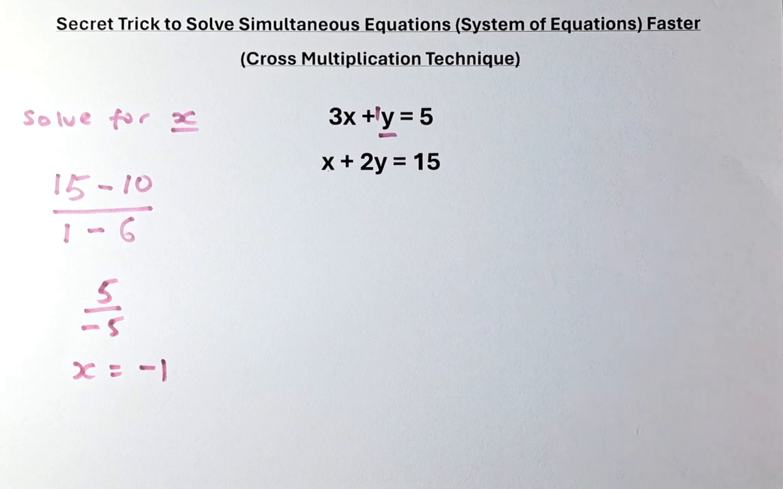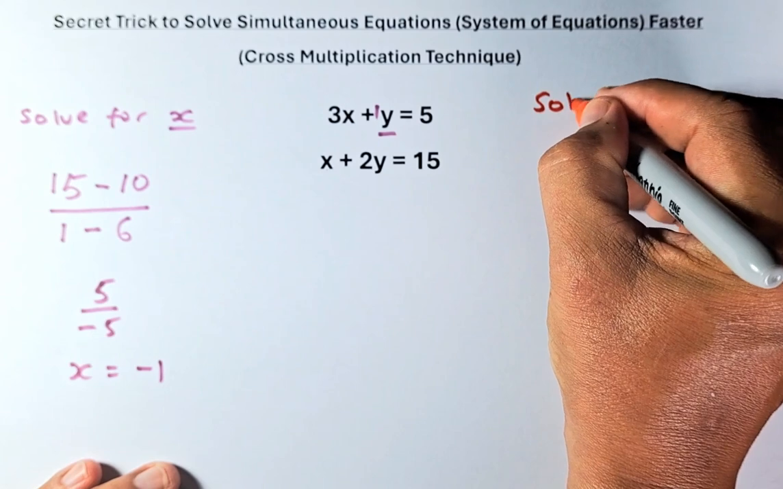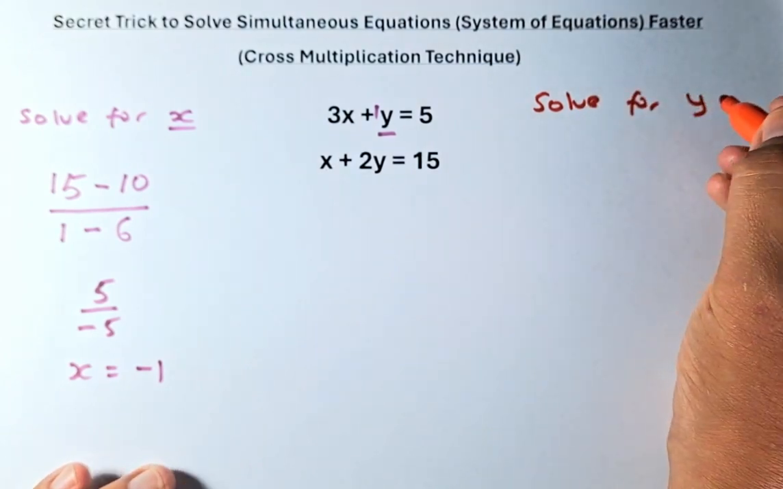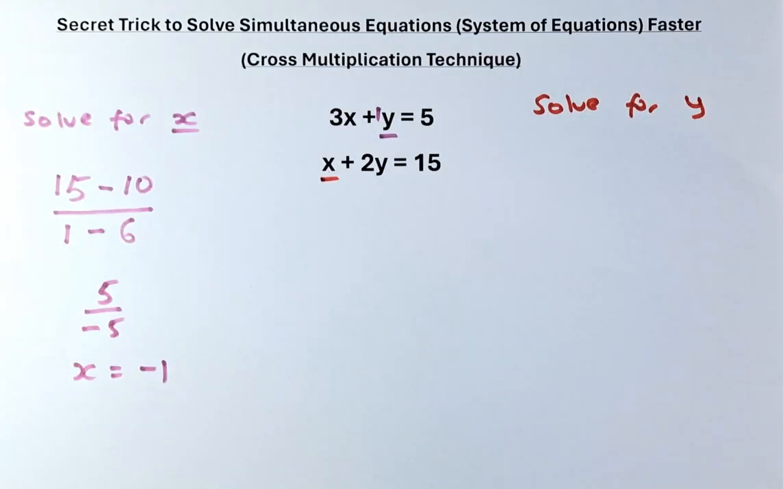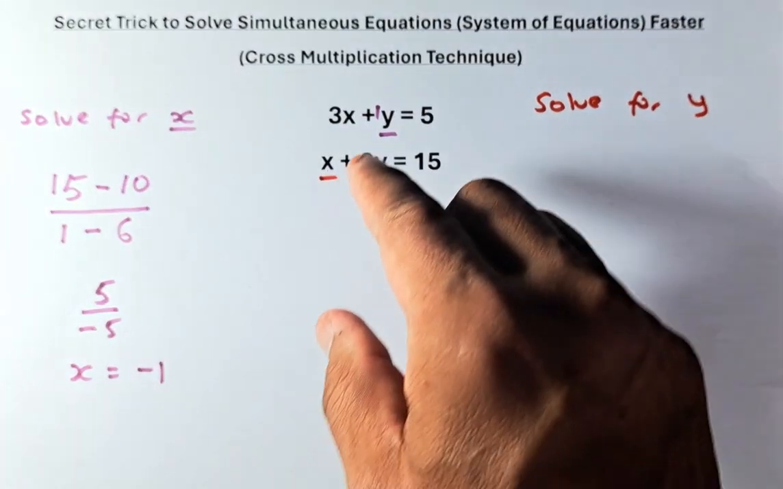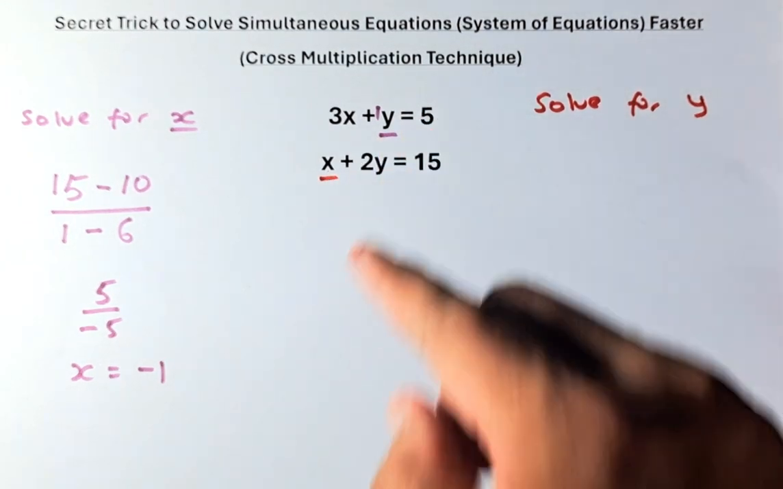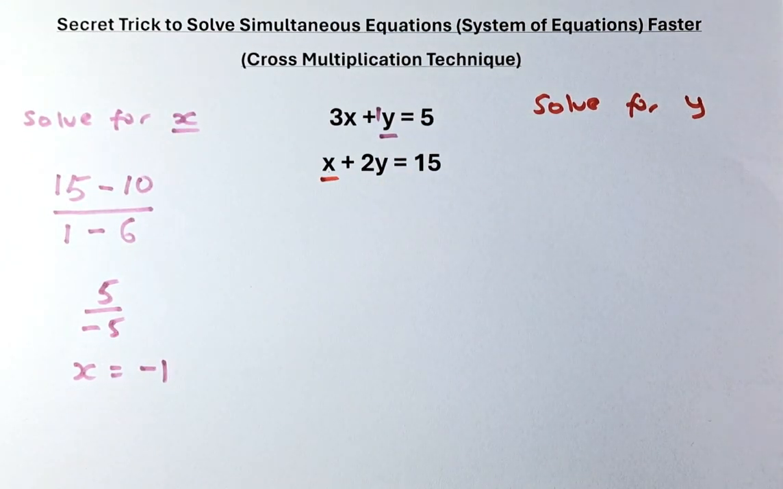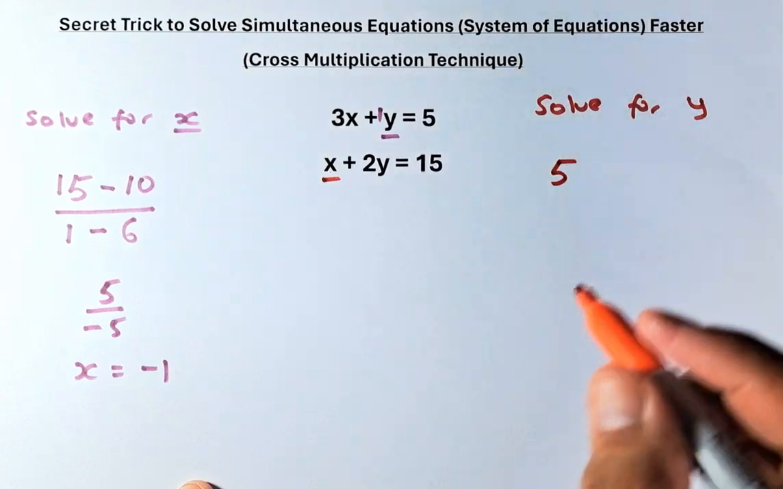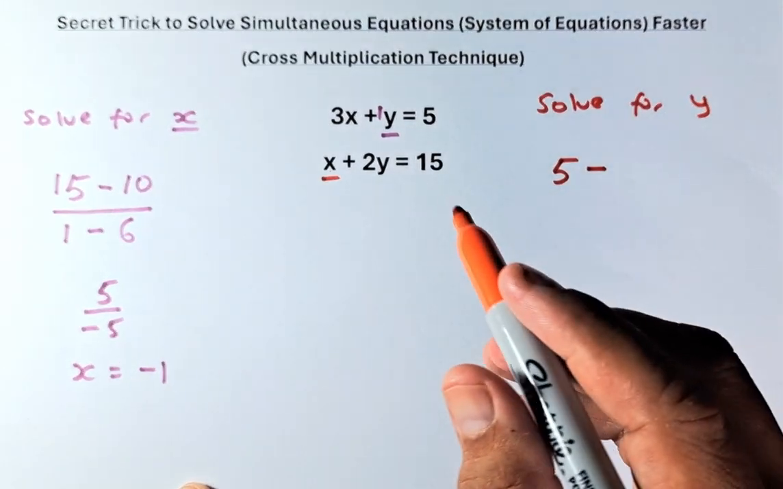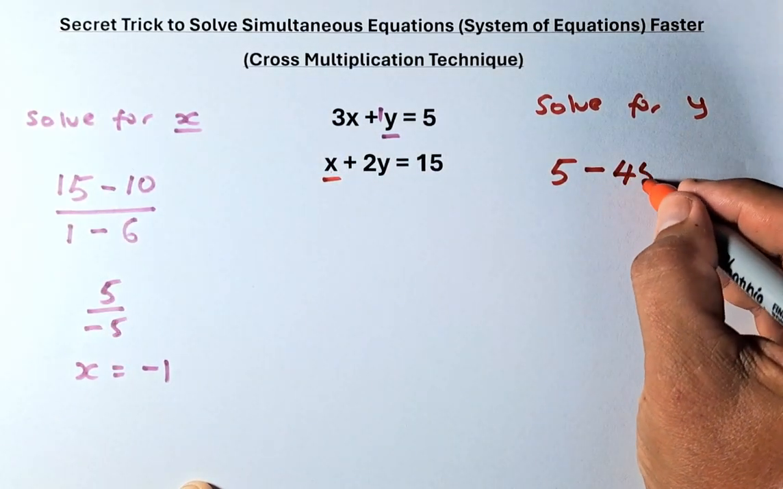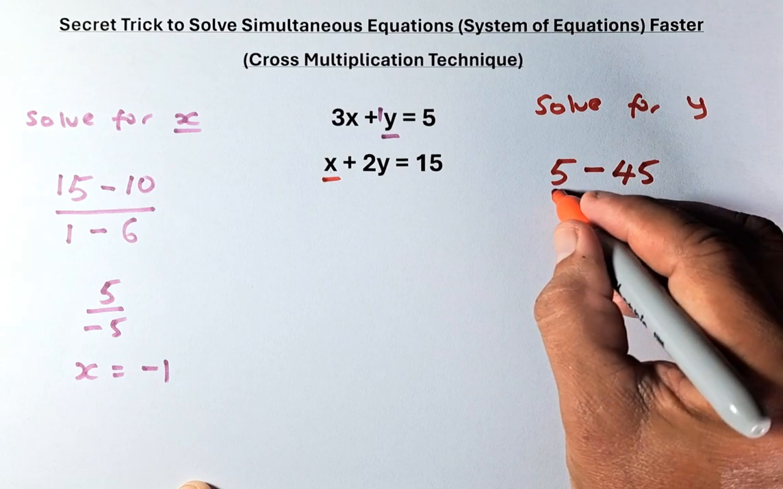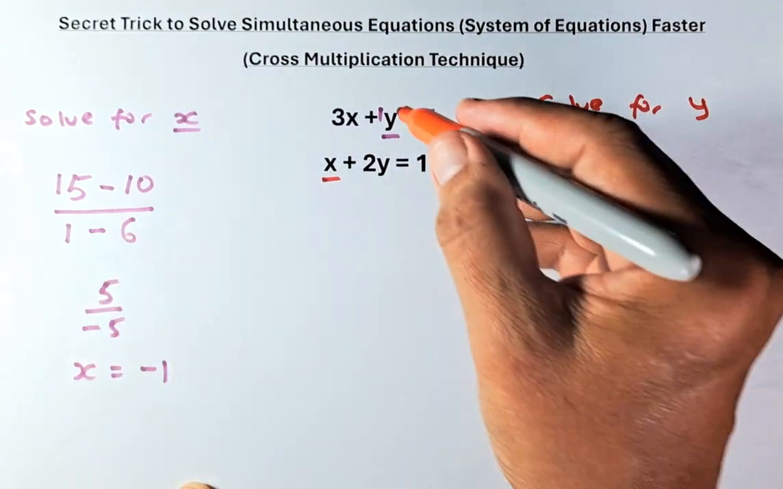Very simple, right? And now on the right hand side, we're going to solve for y. So to do y, this time we need to look at x. So first you have to do 1 times 5, which is going to be 5. And then you minus 3 times 15, which is going to be 45. That is the numerator. The denominator is actually the same numbers as here.